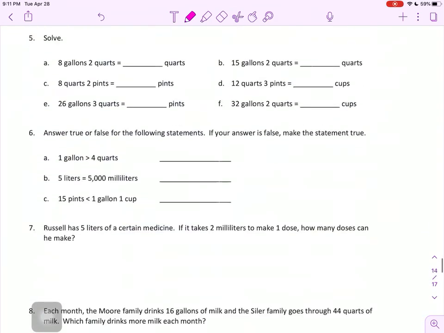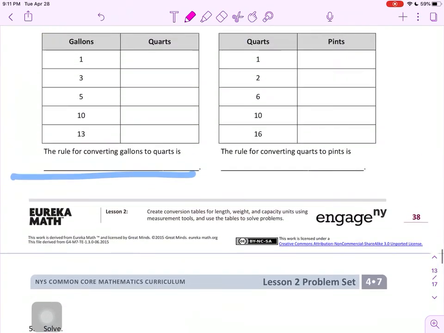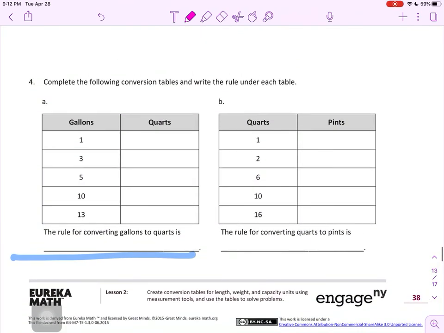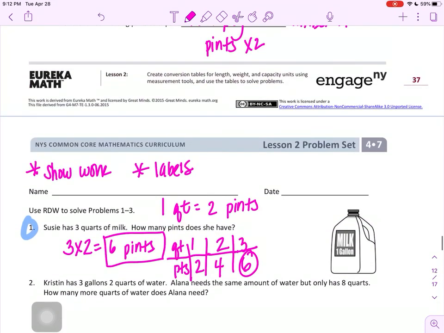So remember, today you're just doing 1 through 4. I know there are more problems on this problem set. We're going to do those problems tomorrow. This is a longer problem set, so I've split it up into 2 days. So just 1 through 4 today.